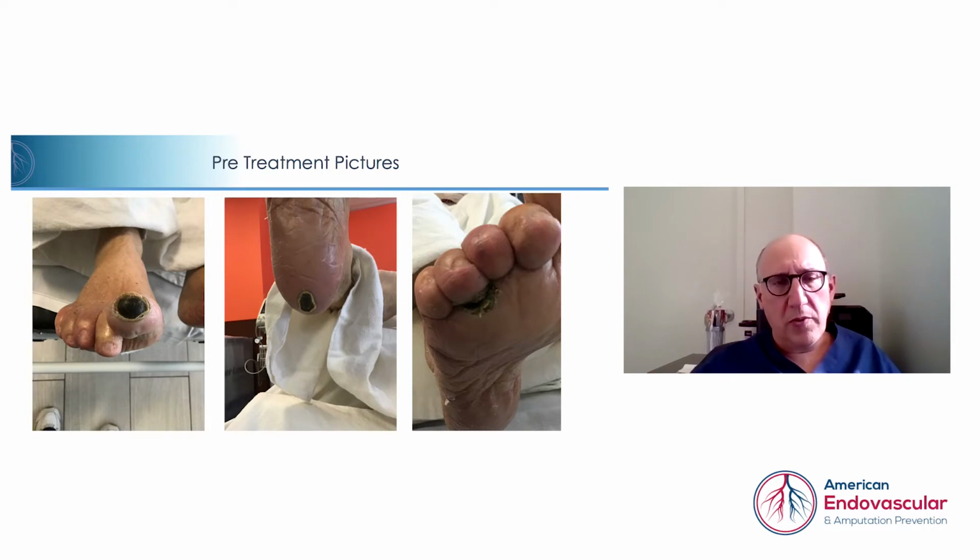These are pre-treatment pictures. We can see there's spotty gangrene at the tip of the right big toe, spotty gangrene in the right heel region, and also, you can see it well, between the third and the fourth toes along the plantar aspect of the forefoot.